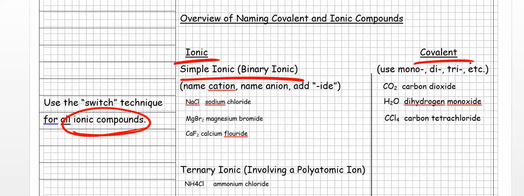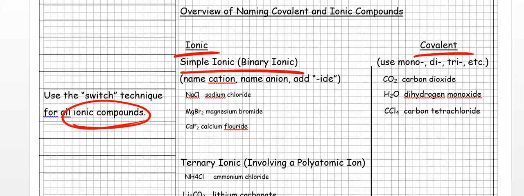Don't repeat the vowel, by the way. Don't say monooxide, but just say monoxide. CCl4 would be carbon tetrachloride, right? CCl4, there are 4 chlorines, carbon tetrachloride. That's covalently bonded compounds. That's how we name those.